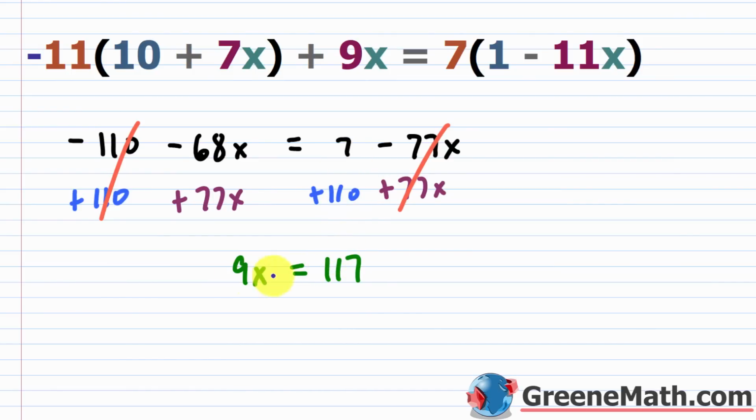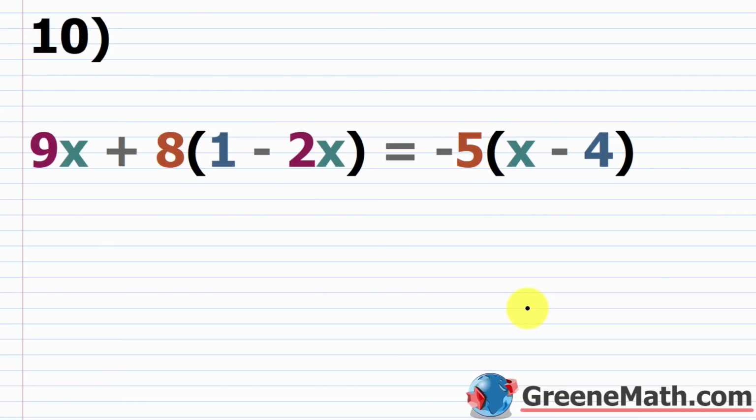Now, if I do 9x equals 117, I can divide both sides by 9, and I'm going to get that x is equal to 117 divided by 9, which is going to be 13. So x equals 13 is my solution. All right, let's take a look at problem number 10 now.